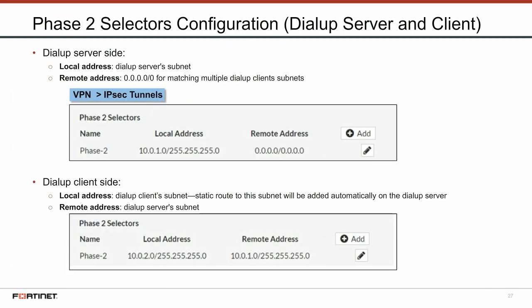Usually, the local source quick mode selector in the Dialup server is set to the Dialup server's subnet. The remote destination quick mode selector in the Dialup server is usually set to 0.0.0.0/0 to match all Dialup client subnets. In the case of the quick mode selectors in the Dialup client, the local address must be the Dialup client subnet. The remote quick mode selector in the Dialup client is usually the Dialup server subnet. Quick mode selectors for point-to-multipoint do not need to mirror each other.